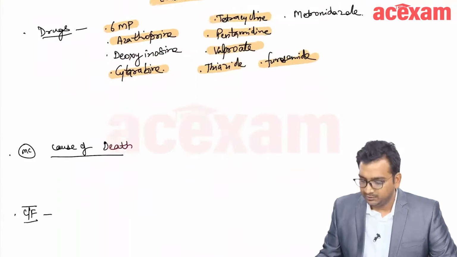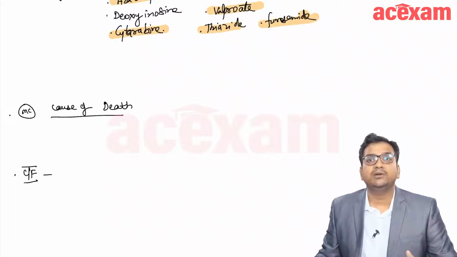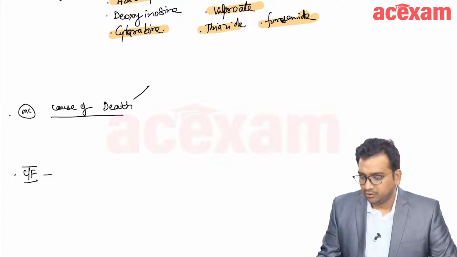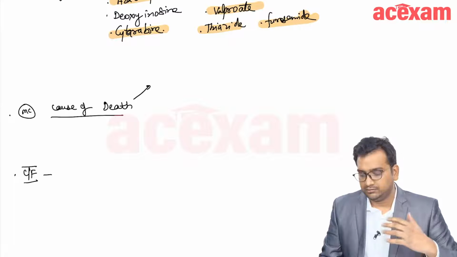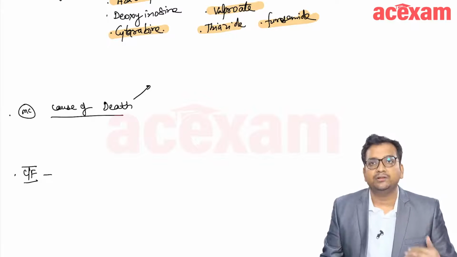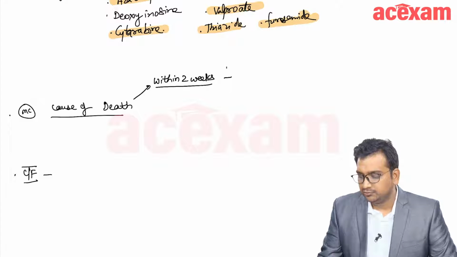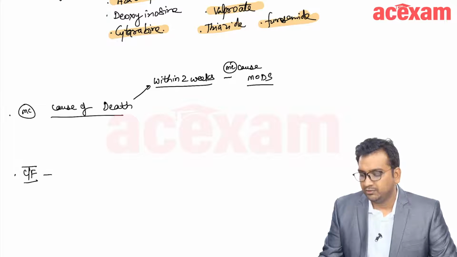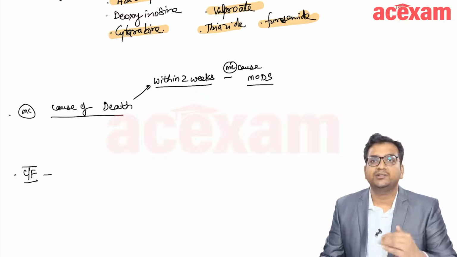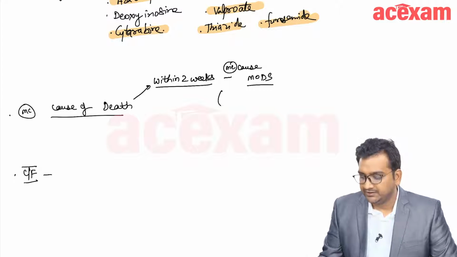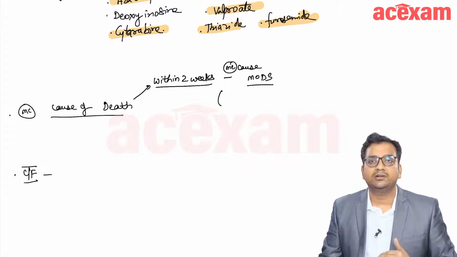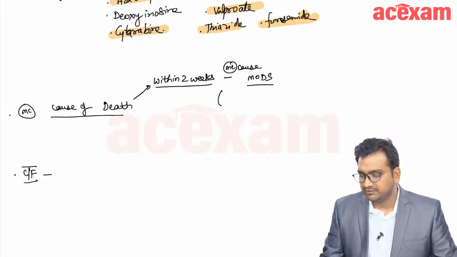Now, what is the most common cause of death in acute pancreatitis? The cause of death depends on whether the patient dies within 2 weeks or after 2 weeks. Within 2 weeks, the most common cause of death is MODS, multiple organ dysfunction syndrome. Generally the patient develops multiple organ dysfunctions. Most commonly the patient will develop ARDS.